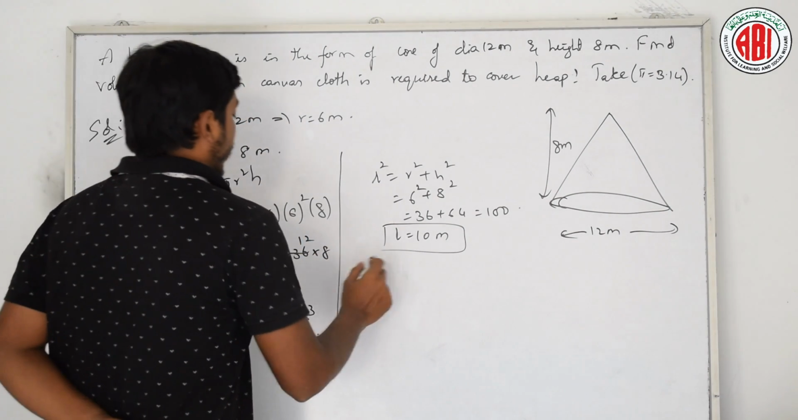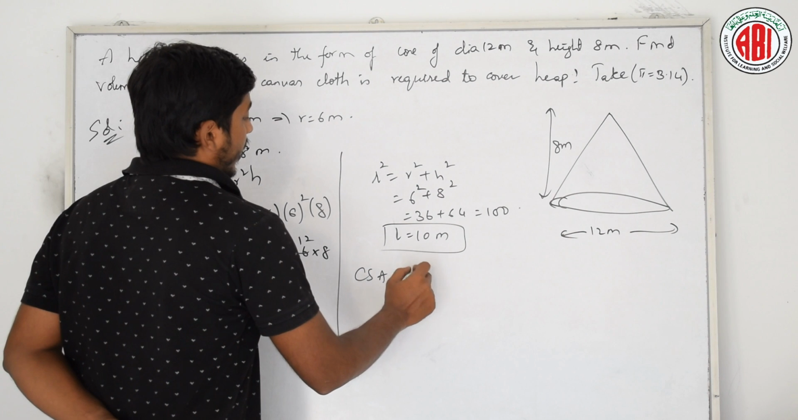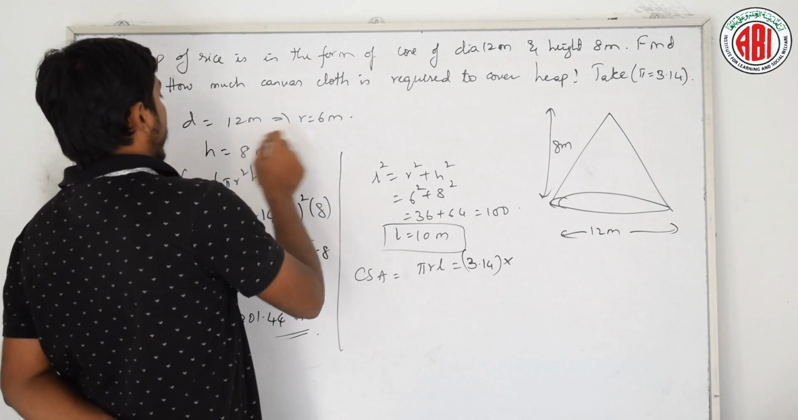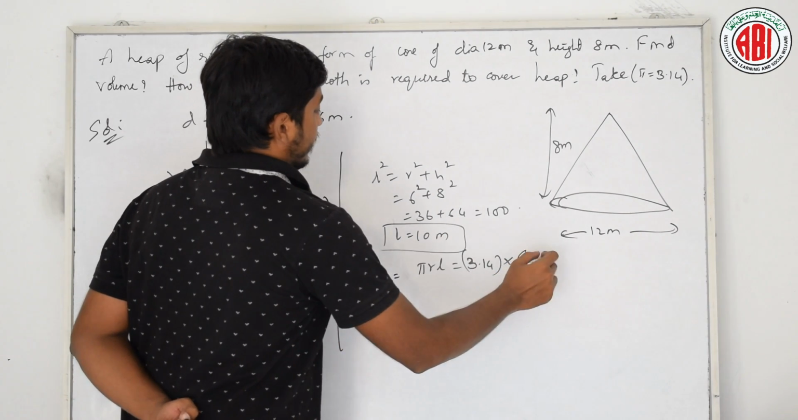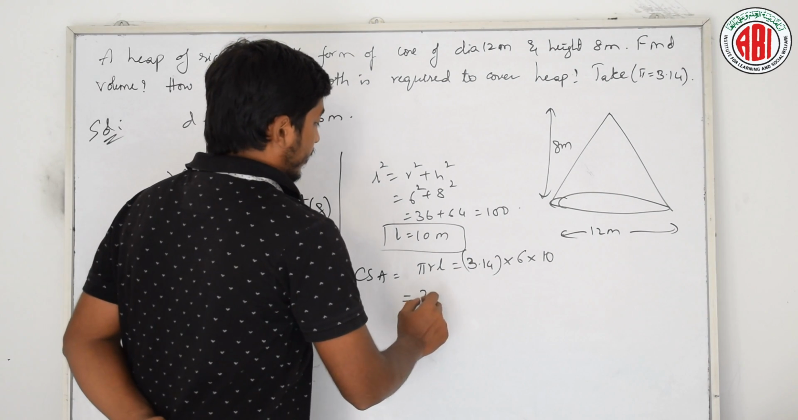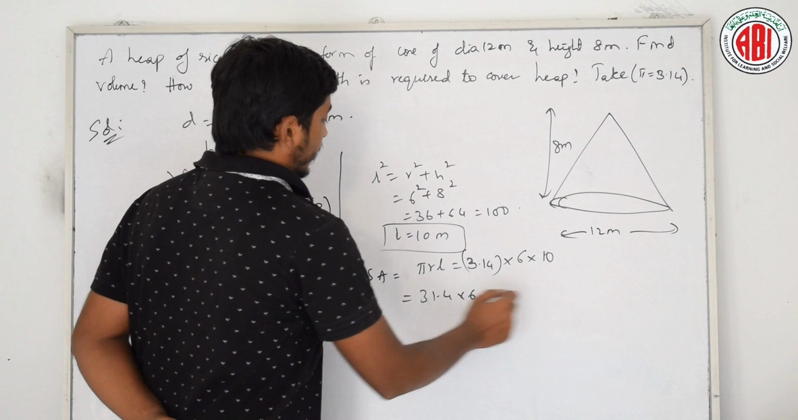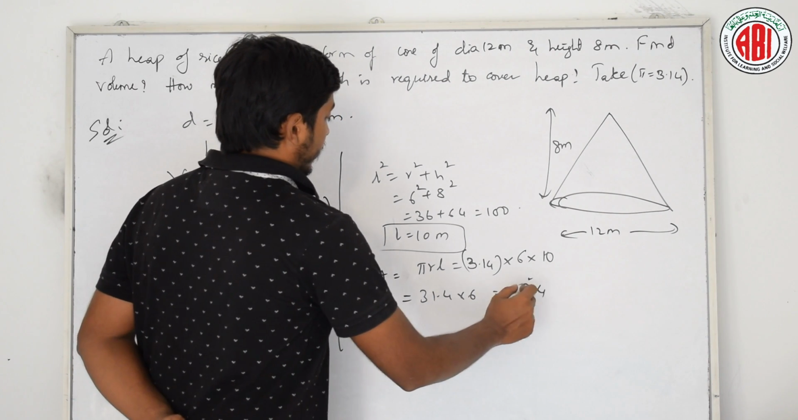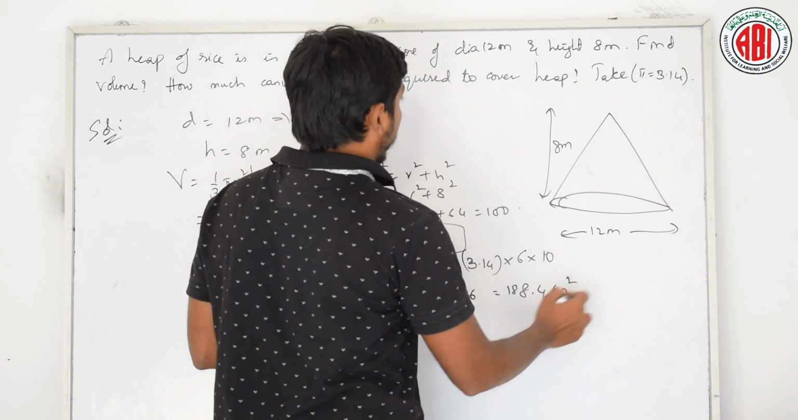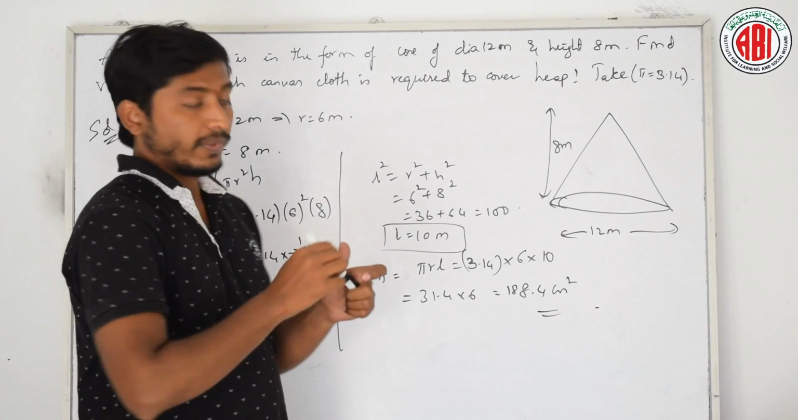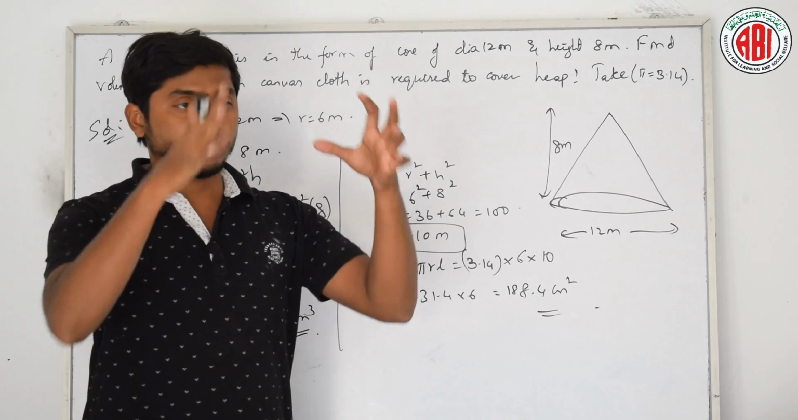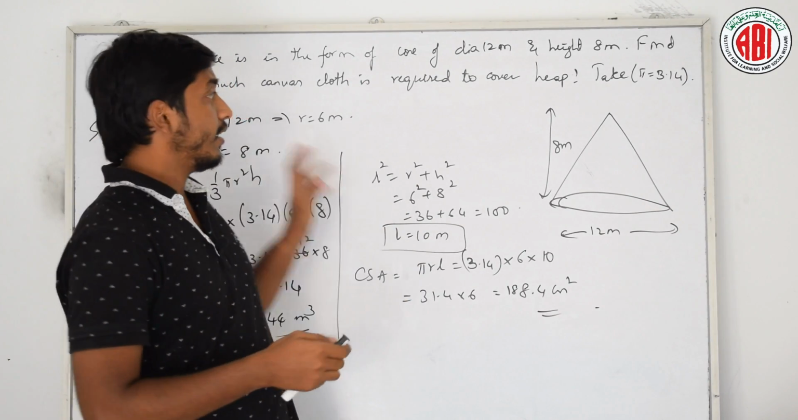And next, what is CSA? That is pi r l, that is 3.14 into r, which is 6, into l, which is 10. That is 31.4 into 6. Just multiply, 6 fours are 24, 6 ones are 6, 7. This will be 188.4 meter square. That is what he asked us, right? Which means we need 188.4 square meters of sheet to cover the heap. Is it clear? Did you understand?